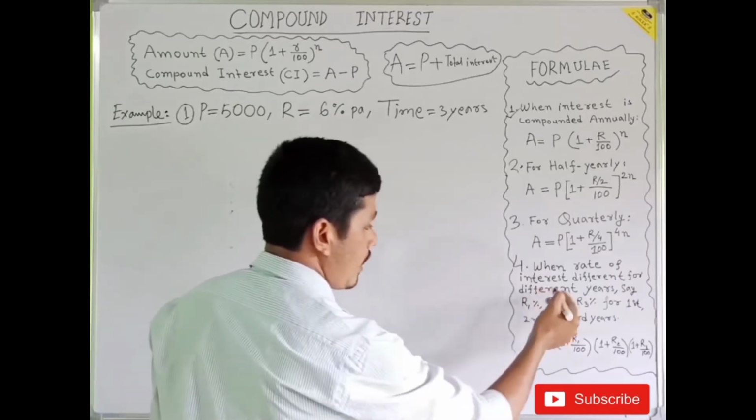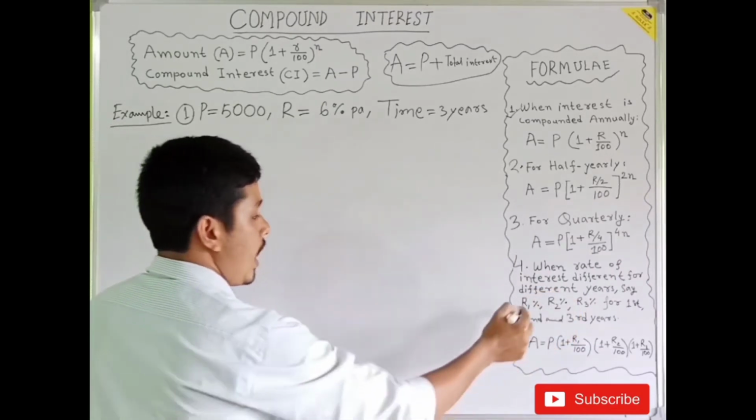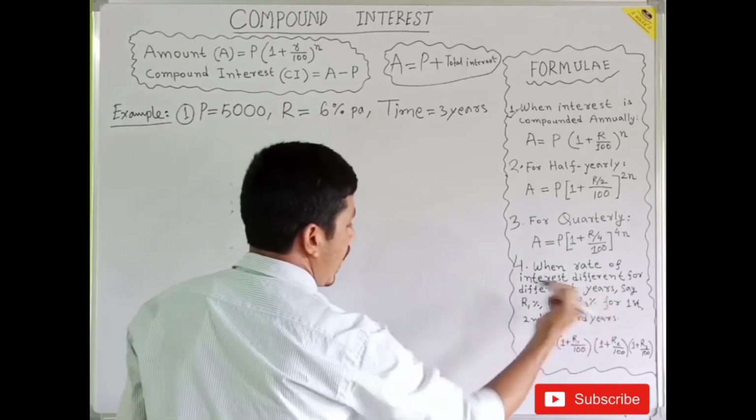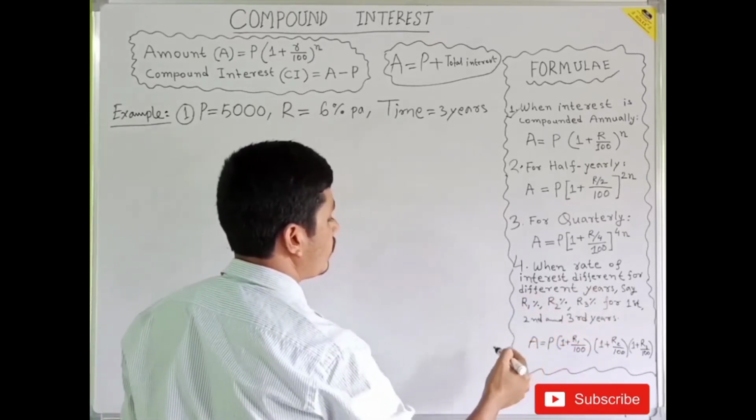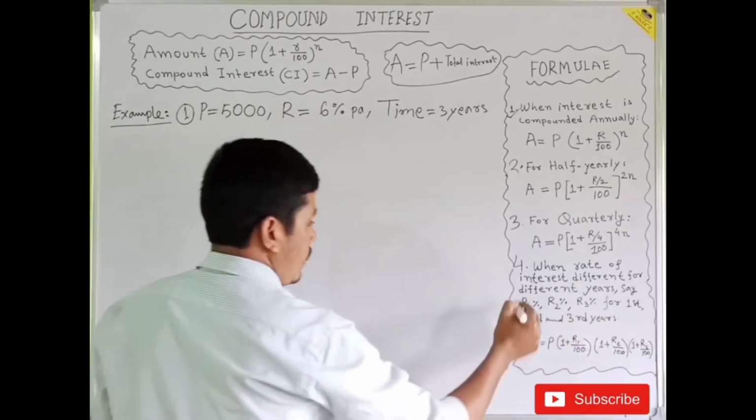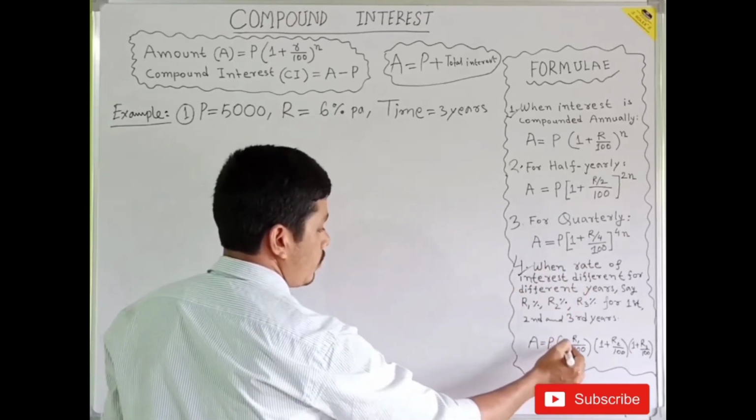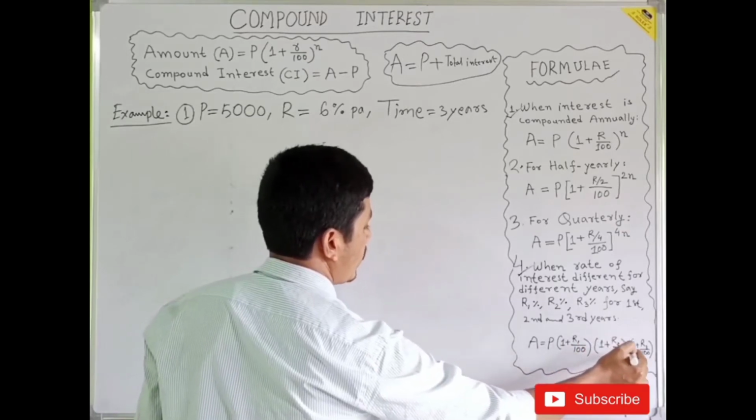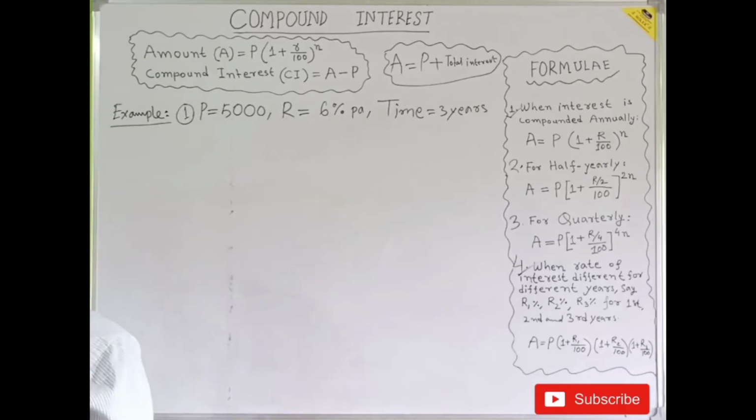When the rate of interest is different for different years, say R1 percent, R2 percent, R3 percent for the first year, second year and third year, then we need to apply this fourth formula. Amount is equal to P into 1 plus R1 by 100 into 1 plus R2 by 100 into 1 plus R3 by 100. It is explained with the help of an example.